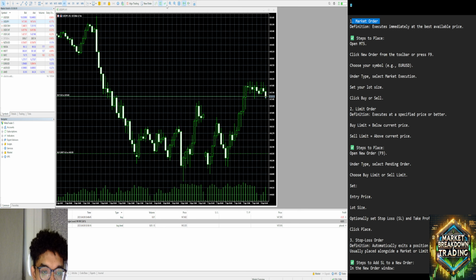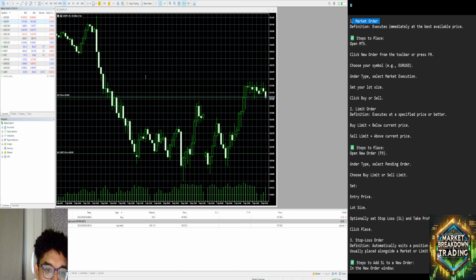item on the toolbar up top. You can also hit F9. You go instant execution. You choose your symbol. These will change depending on what kind of brokerage and securities you're trading. And then you just set your volume. So how much of the security you want to trade.